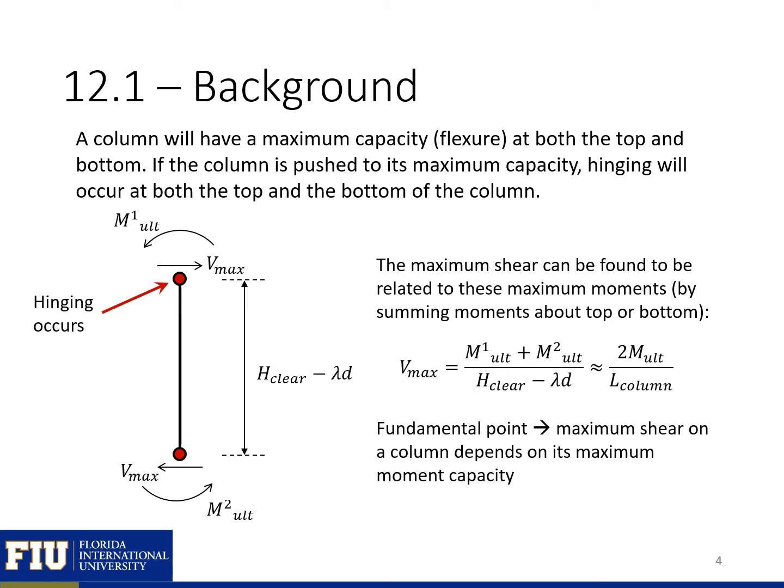The maximum possible shear in the column from lateral loads can be found to be related to the maximum moments by summing the moments about the top and the bottom. So here our maximum shear is equal to 2 times our moment capacity divided by the length of the column. So essentially the fundamental point here is that the maximum shear on the column depends on its maximum moment capacity.